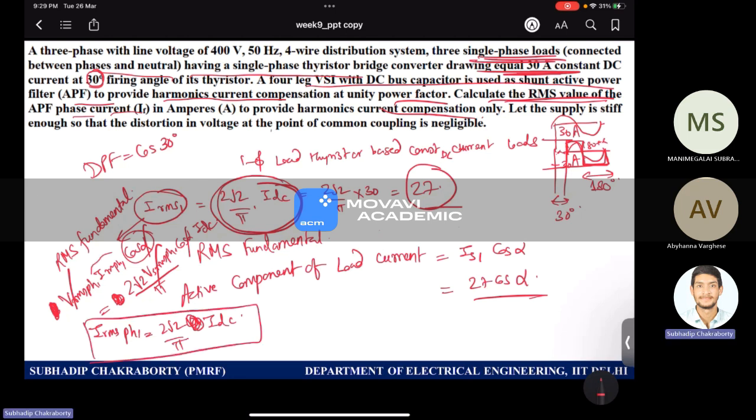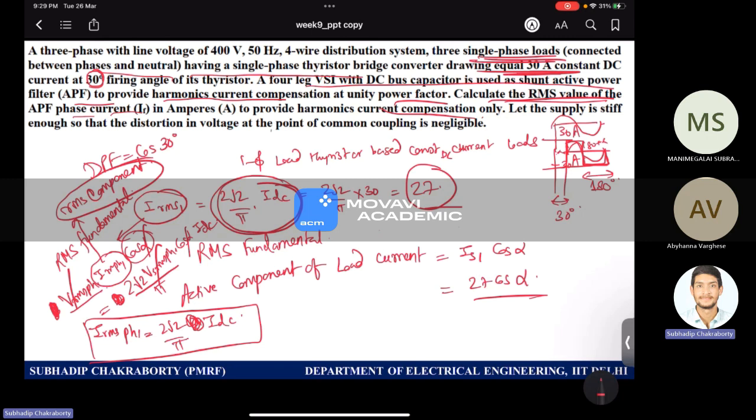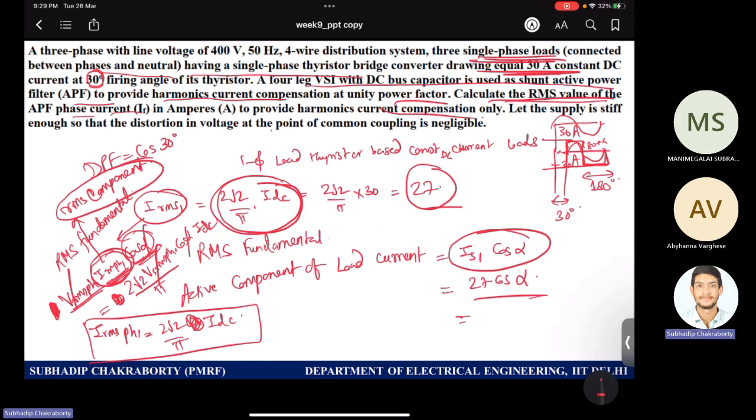So this was actually the what? Not the active component, the RMS component. Agreed or not? Because your power is what? VRMS into IRMS into cos alpha. So this was the RMS component, not the active component. So to find the active component, you have to multiply with cos alpha. That is what I am trying to tell.